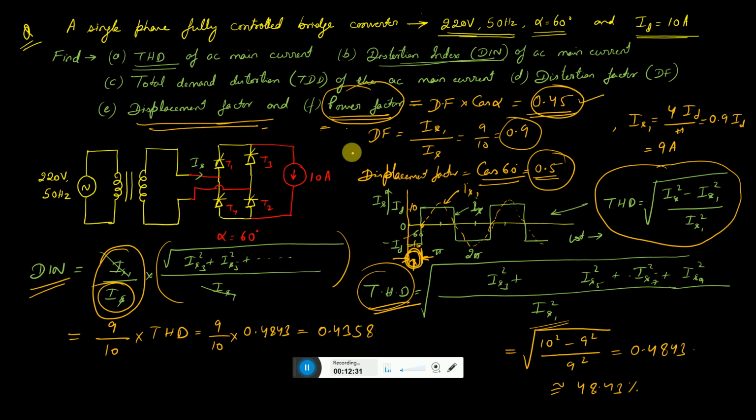So this is how we solve this numerical on the single phase fully controlled bridge converter, and we understand the terminologies like distortion index, total demand distortion, and the other terms like distortion factor, displacement factor, power factor, and also the THD. We get a comparison between the THD and the distortion index as well.